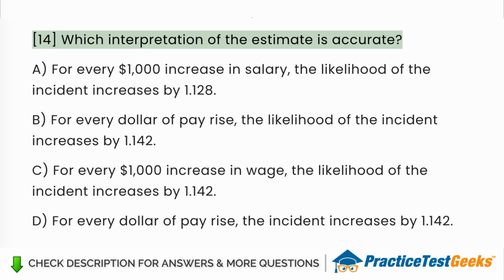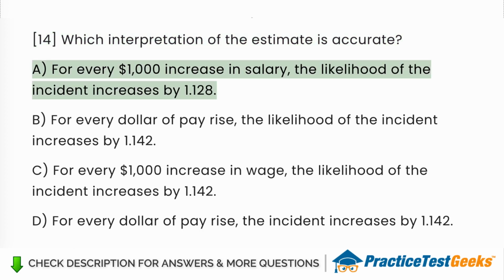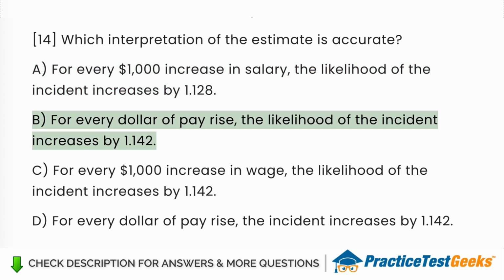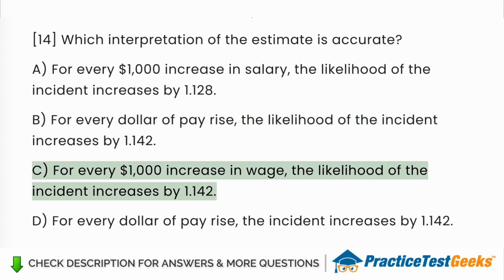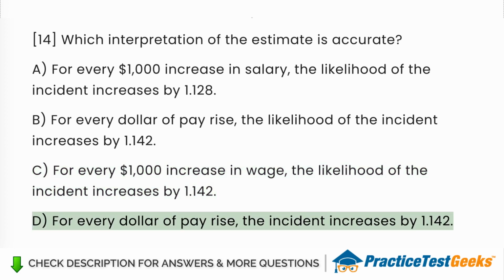Which interpretation of the estimate is accurate? A. For every $1,000 increase in salary, the likelihood of the incident increases by 1.128. B. For every dollar of pay rise, the likelihood of the incident increases by 1.142. C. For every $1,000 increase in wage, the likelihood of the incident increases by 1.142. D. For every dollar of pay rise, the incident increases by 1.142.